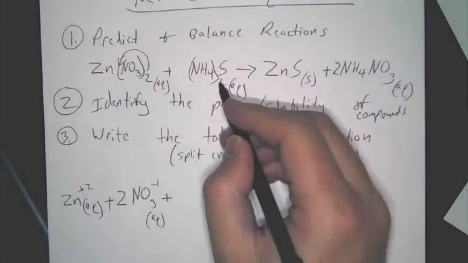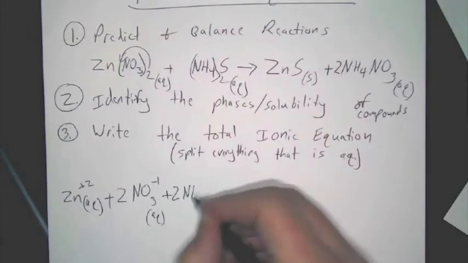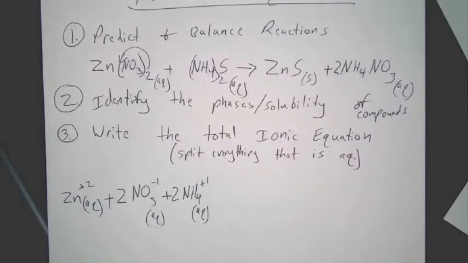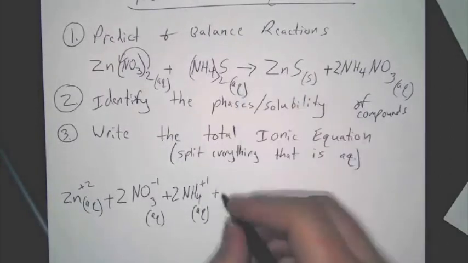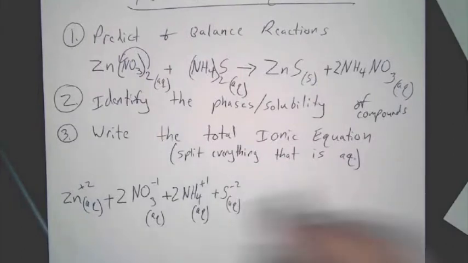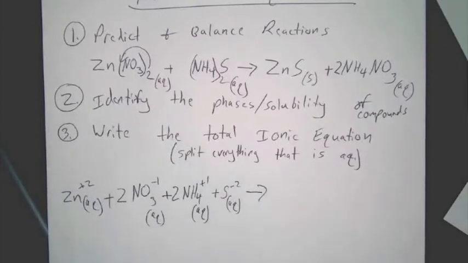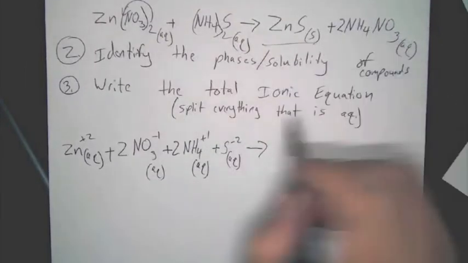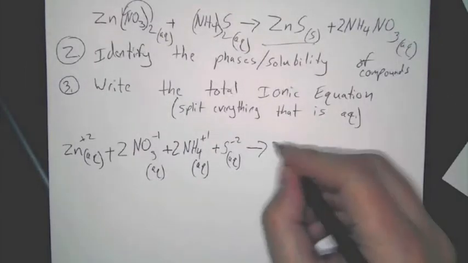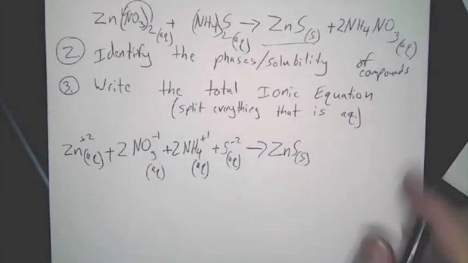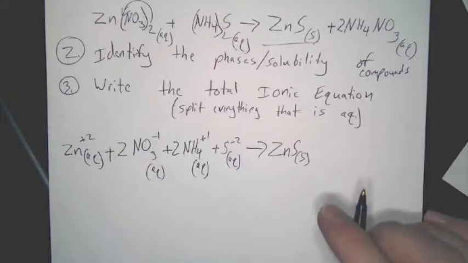You keep going. You have 2 ammoniums, NH4 +1. They're aqueous. Again. Now, sulfide, you got -2. You have 1 of those. That's aqueous. Draw your arrow. Now, zinc sulfide, is that aqueous? No, so what you do, you just write zinc sulfide is a solid, just like that. And you leave it alone. You don't touch it. There's no ionic charges. It doesn't dissociate. It's just left by itself.